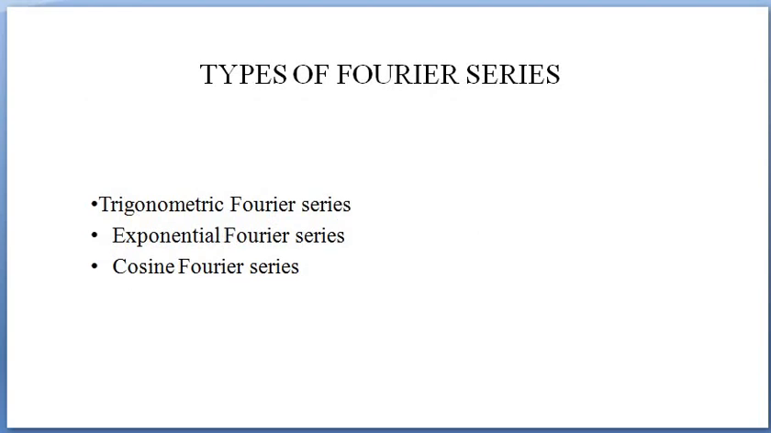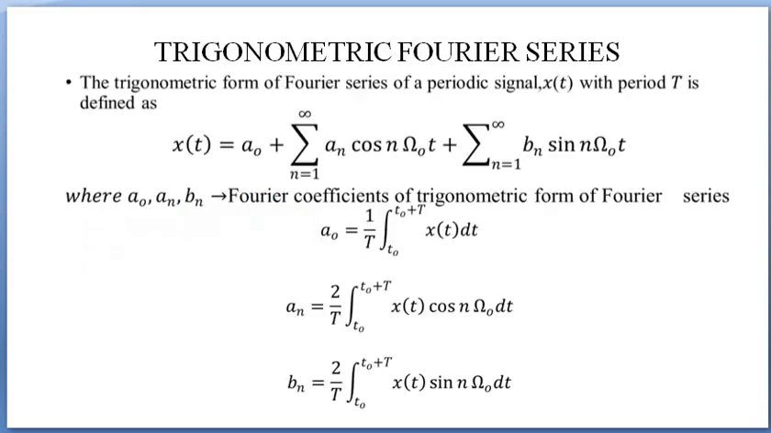Types of Fourier series. There are three types of Fourier series: trigonometric Fourier series, exponential Fourier series and cosine Fourier series. Trigonometric Fourier series. The trigonometric form of Fourier series of a periodic signal x of t with the fundamental period capital T is defined as x of t equal to a naught plus summation n equal to 1 to infinity a n cos n omega naught t plus summation n equal to 1 to infinity b n sin n omega naught t.